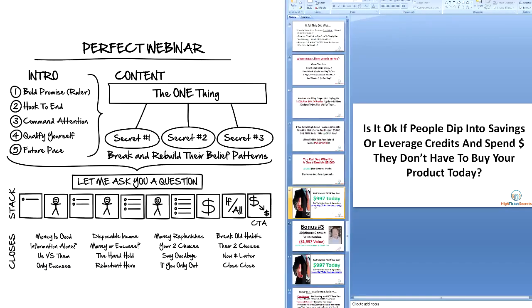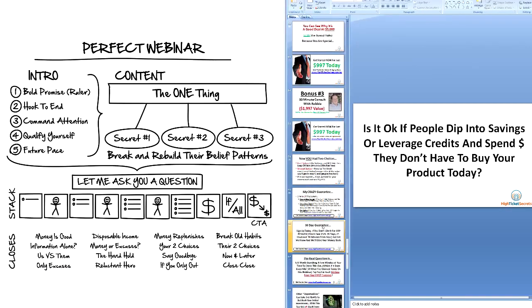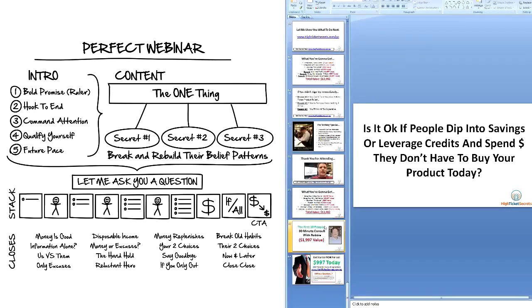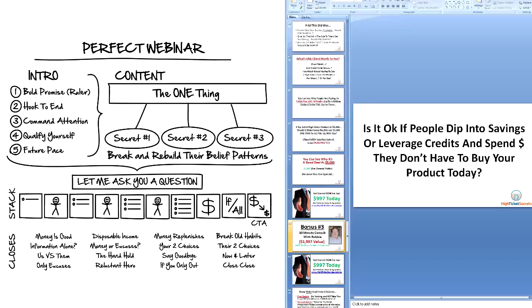Might be able to find it on the fly. So as you can see, though, I sprinkle these out throughout the stack. I'm not going to find it real quick. Anyway, money replenishes. So basically, this is how it works.